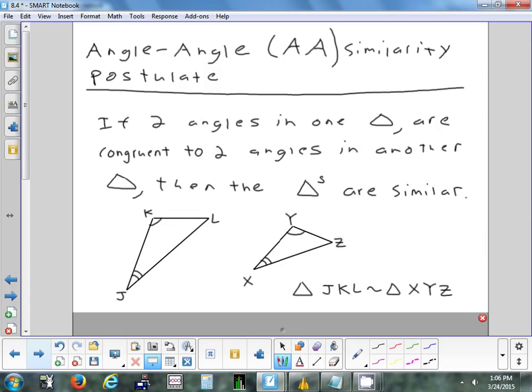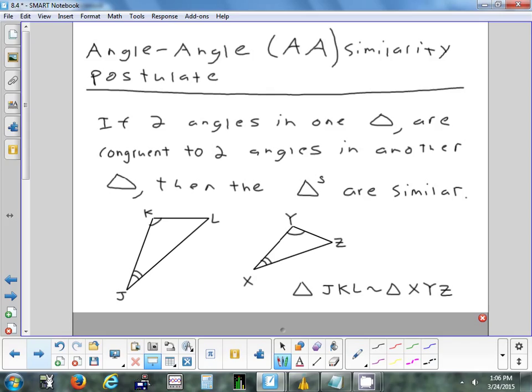So here's a diagram of that postulate. I'm saying angle J and X are congruent. K and Y are congruent. These are similar. And I think this one gets at the point Owen had mentioned earlier. Can you take it and turn it? Or if you reflect it, that's fine. This one looks like it's been turned a little bit. It's smaller and it's been turned.